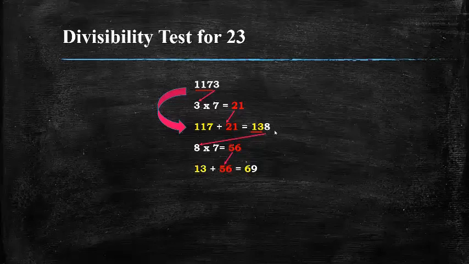But if you are still not confident, what you can do is you can again multiply 9 by 7. That gives me a value of 63. And this 63 will be added with 6 again to give me a value of 69. Okay. So which means this number is exactly divisible by 23.